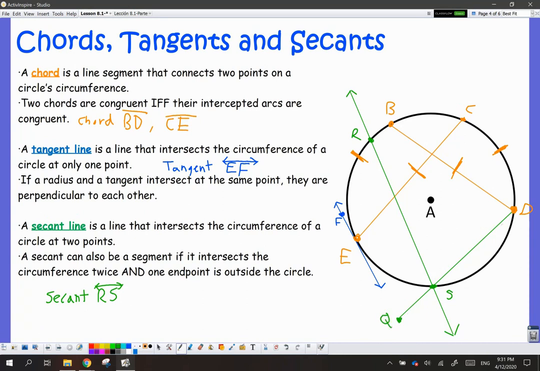And this is a segment now. If I only say segment DS, then this will be a chord. Segment DS is a chord. But if I say segment QD, now this is a secant because you have that one point that's outside of the circle. So that's what makes a difference between a secant and a chord. So be careful with that. Let's continue.